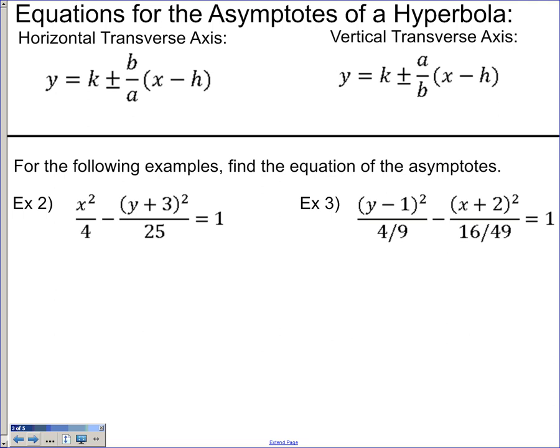The only difference is when you make that a-b box: for the horizontal, it's b over a. For the vertical, it's a over b. Otherwise, the equations are exactly the same. We've got two examples here. Let's identify what point we're going to use for h, k. For our first example, h, k is (0, -3). a is equal to 2, and b is equal to 5. So we can fill all that information in. Again, this is a horizontal hyperbola because x squared comes first.